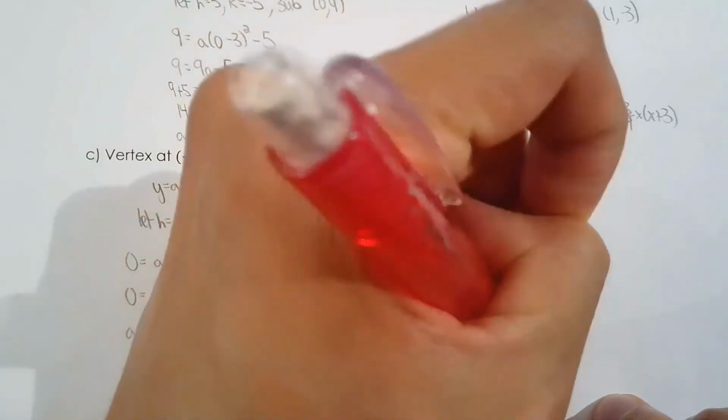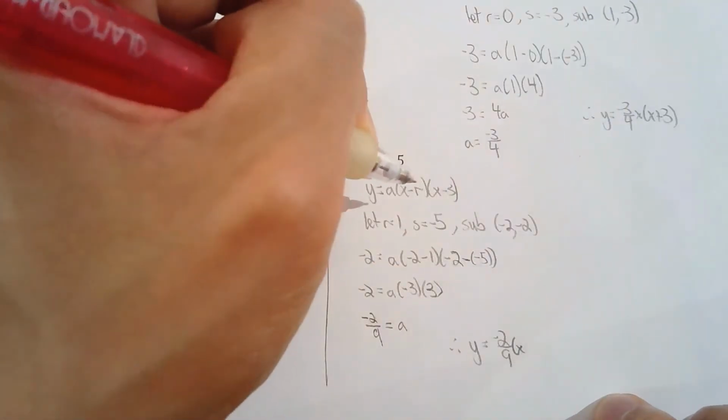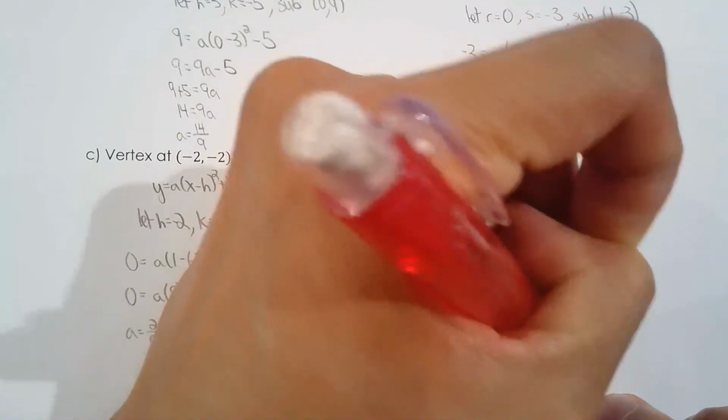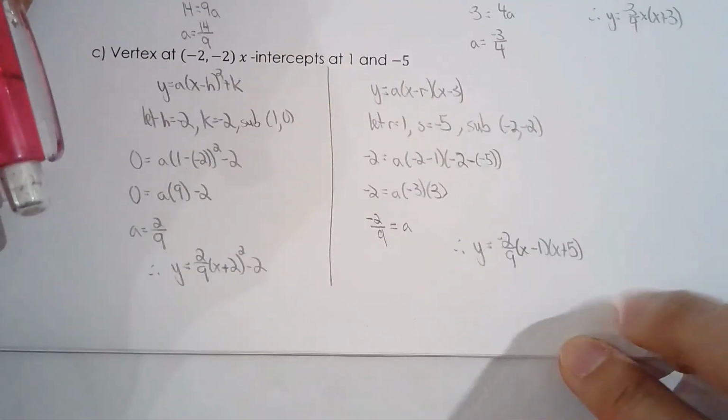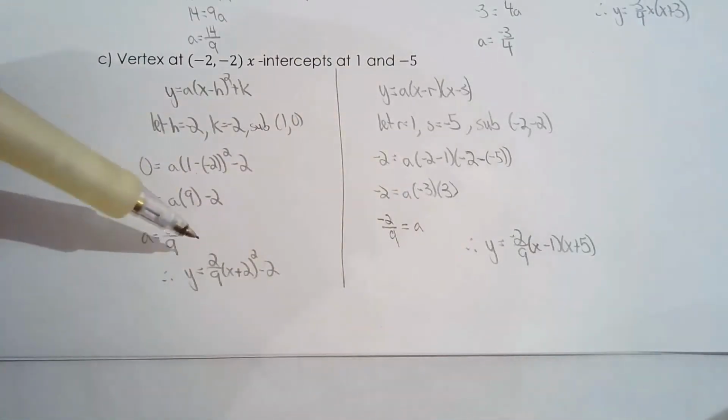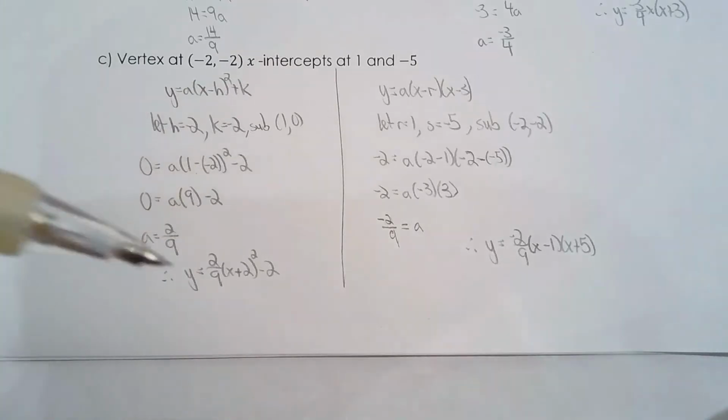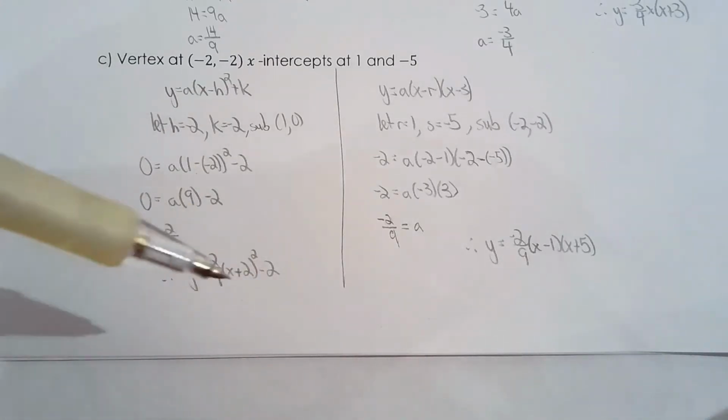Hold on, let me just write the factors and then we're good. x minus 1, x plus 5. Beautiful. So these equations look very different, but I promise you, they represent the exact same thing. They represent the exact same quadratic relation.